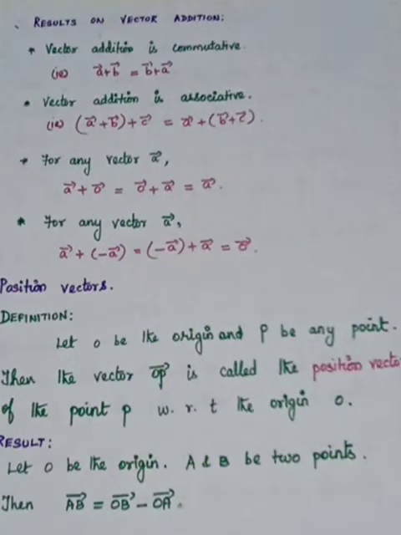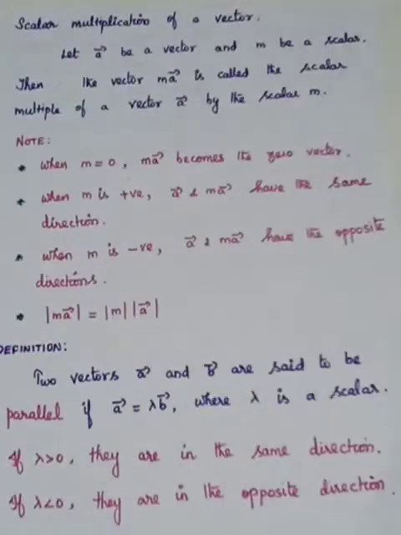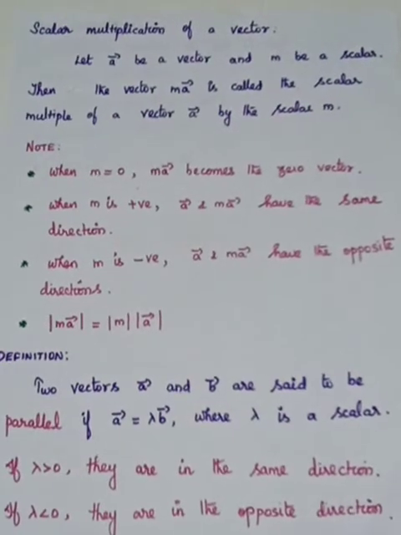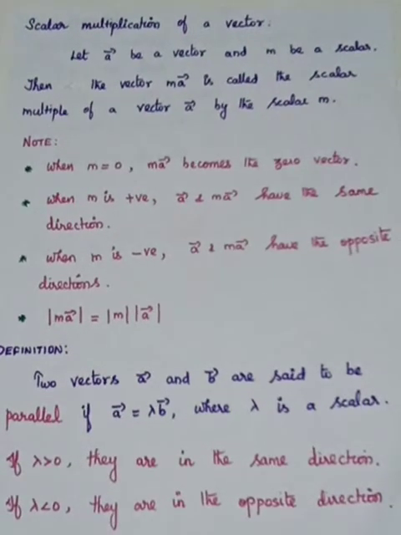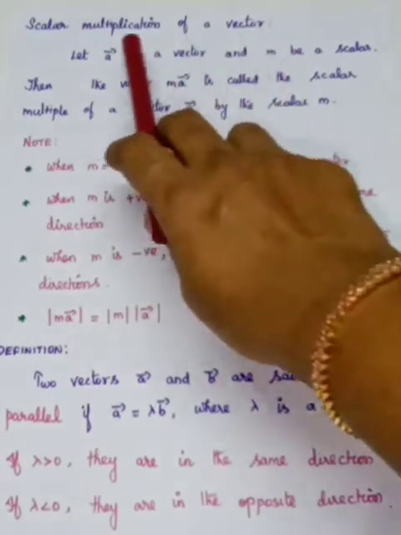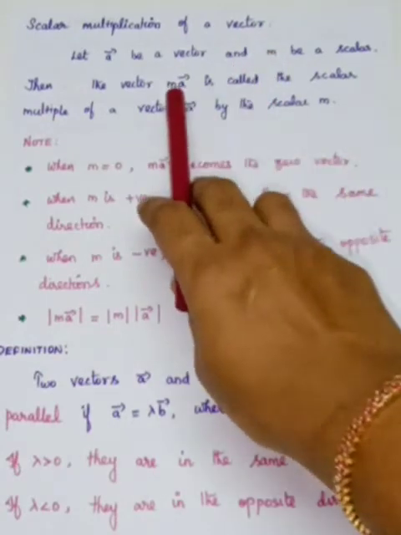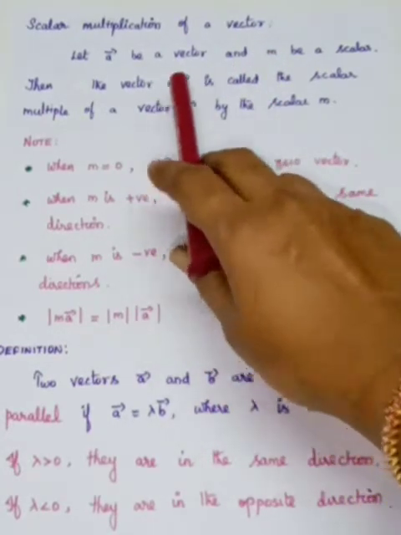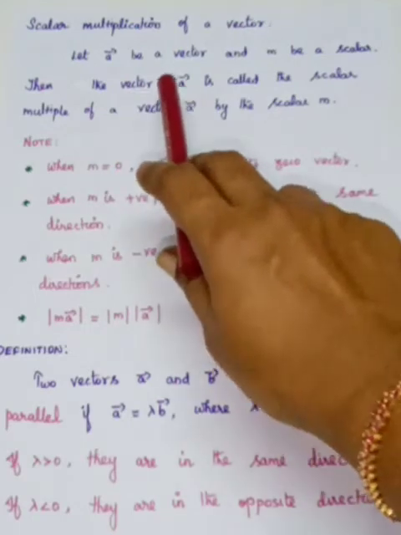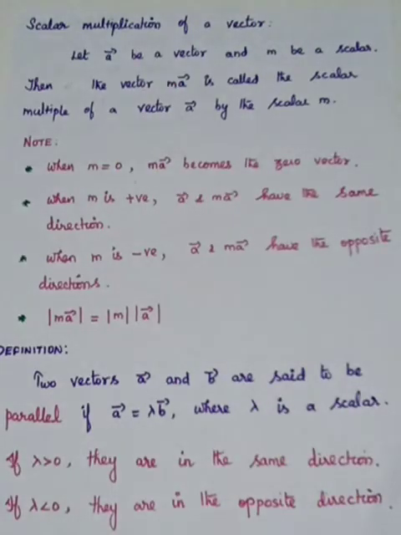The next topic we are moving to is the scalar multiplication of a vector. It's an important one. Now one vector has to be taken. Let A vector be a vector and M be a scalar. Scalar means it's a constant. It has only magnitude. So how to multiply this constant with the A vector? It is denoted as MA vector. This MA vector is a vector. That is called the scalar multiple of A vector by the scalar M.